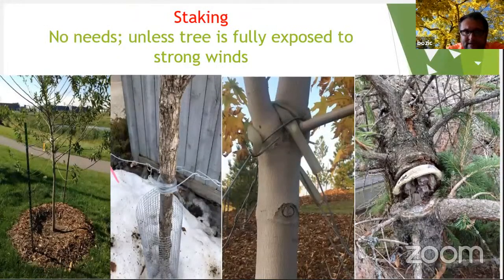Staking. There is no need for staking. Now, because you folks are in Stettler, you might get some strong winds. And if your tree is only one tree totally exposed to the wind, you might do the staking. And what you do if you plant the caliper trees, this is where the hole is. You put a stake, and then you put a wire, and around the wire you take a plastic, like a little hose, and try not to damage the tree.